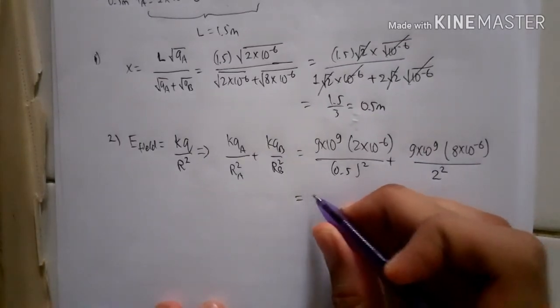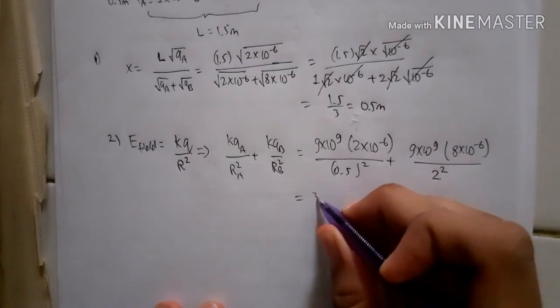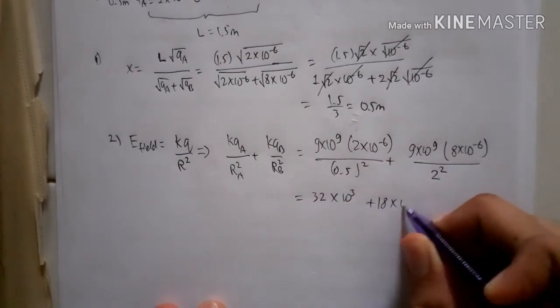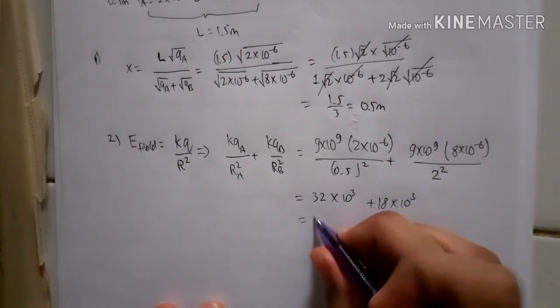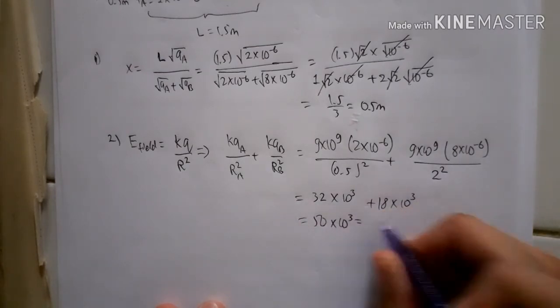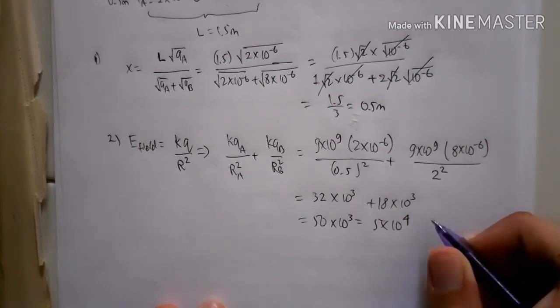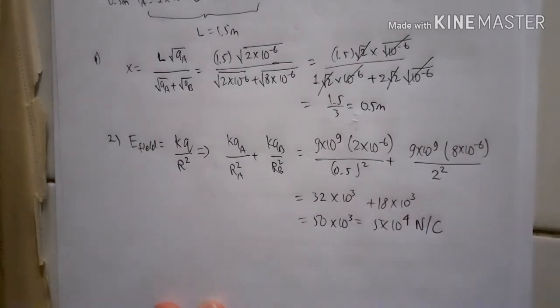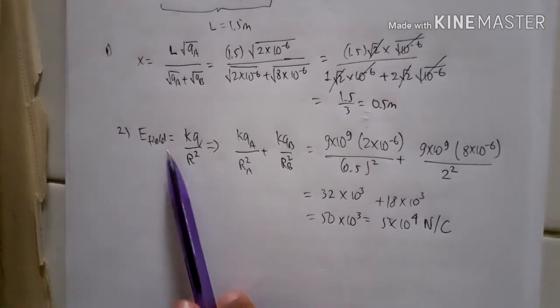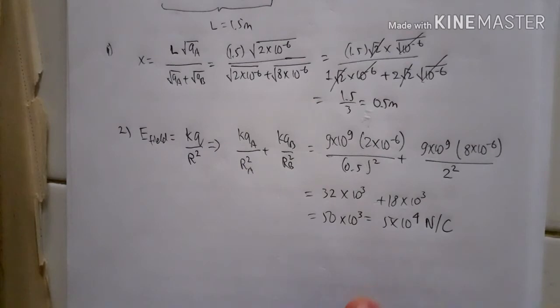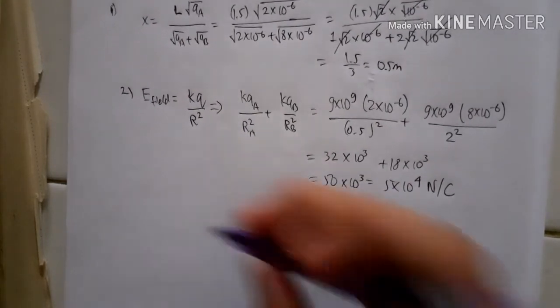If you calculate that, the result is 32 times 10 to the power of 3 plus 18 times 10 to the power of 3. That is 50 times 10 to the power of 3, which is 5 times 10 to the power of 4 Newton per Coulomb. That is the unit of the electric field. So for this you just use the electric field formula and you get the answer.